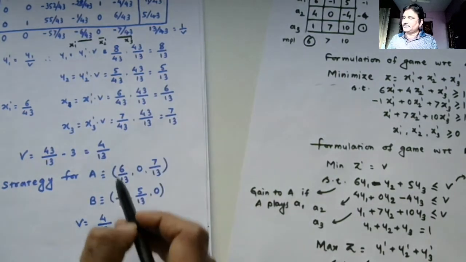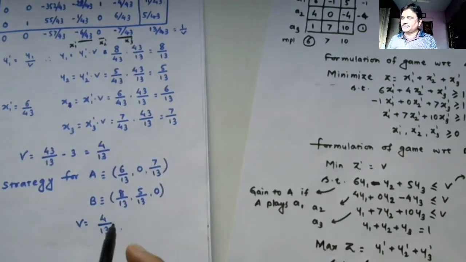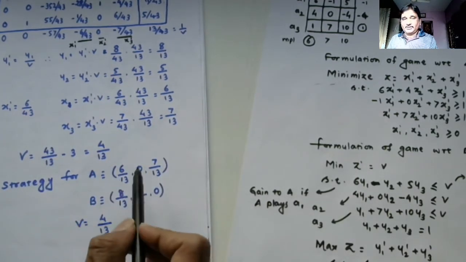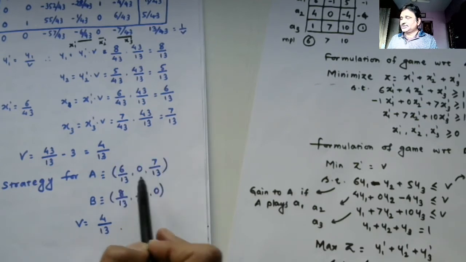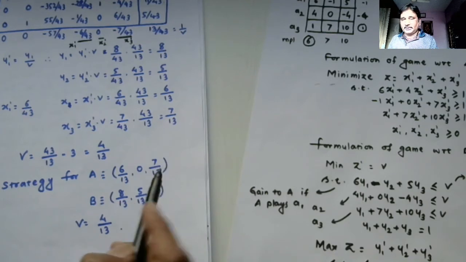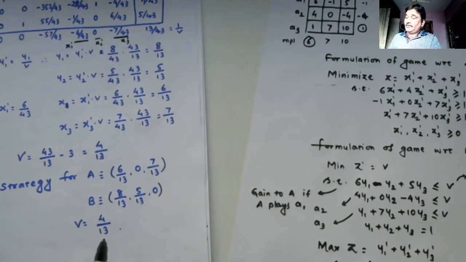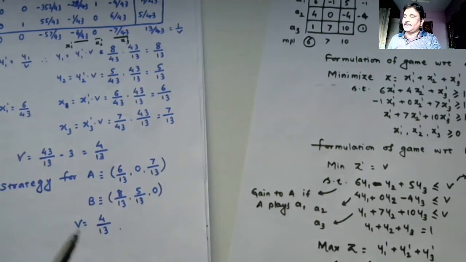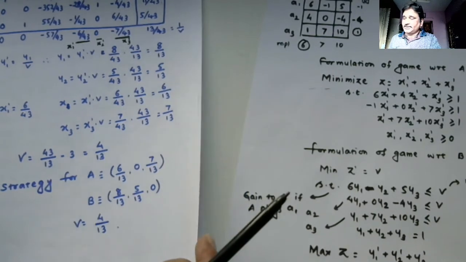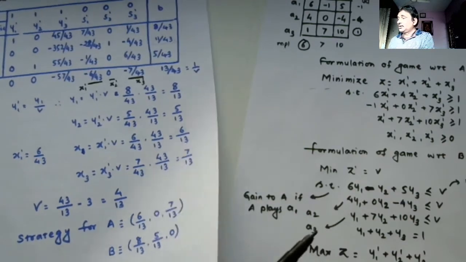Y1's value is 8 by 13, y2's value is 5 by 13, and y3 doesn't appear here, so its value is 0. All in all, you must be cautious that the sum of all the components of the strategy should be equal to 1. Okay, here it is 1, here it is 1. And game value, even though we have found it as 43 by 13, it is for this game.